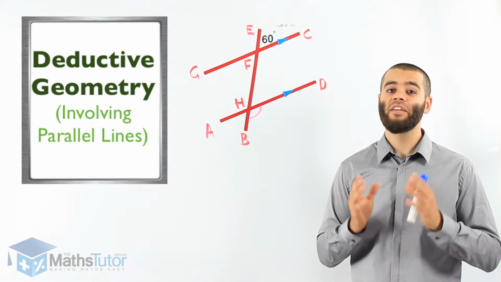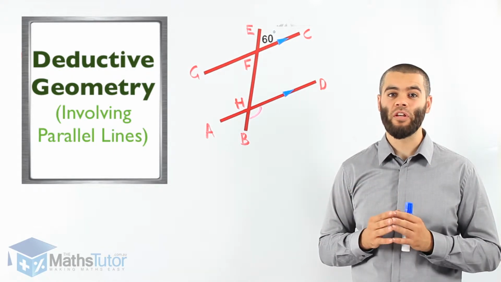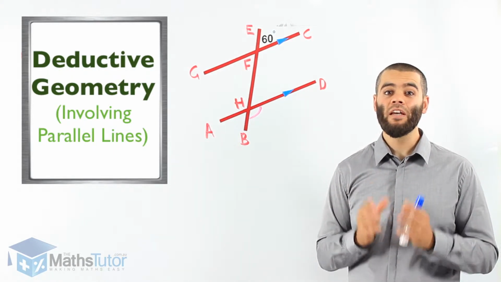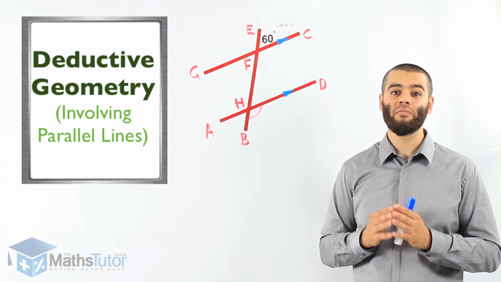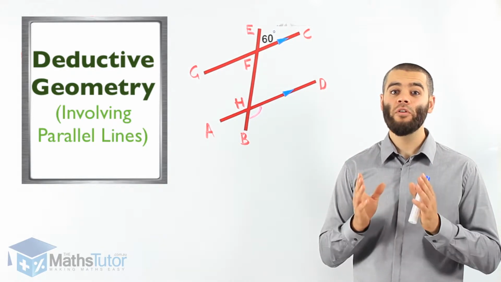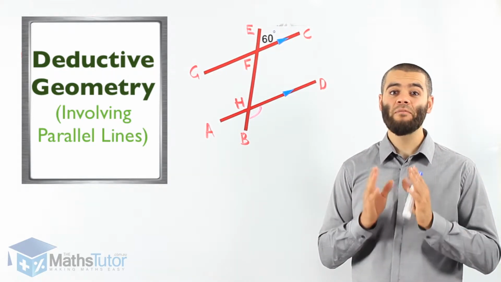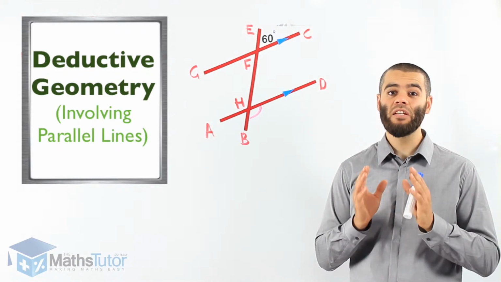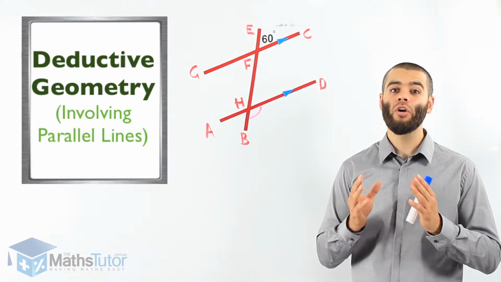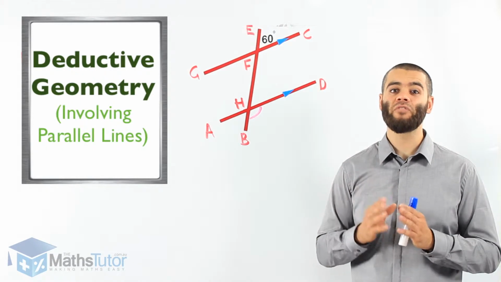Hey guys, today we're going to be using deductive geometry. We're basically going to be finding missing angles in diagrams, in figures. Here we're going to be looking at our diagram very carefully to find missing information that we need to work out our missing angle.